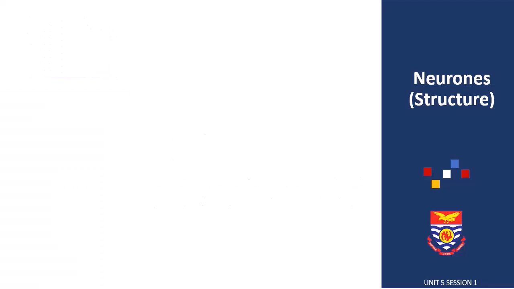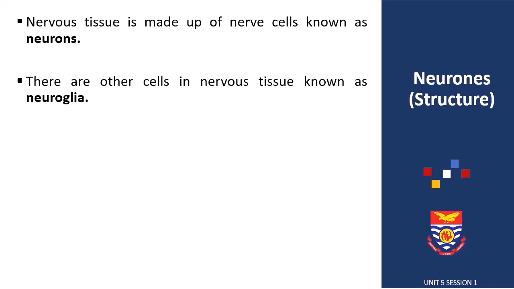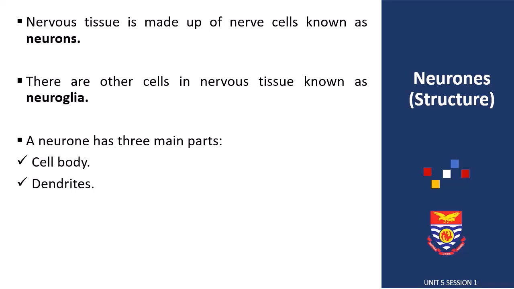The nervous tissue is made up of cells, and these nerve cells are known as neurons, and they are said to be the structural and functional unit of the nervous tissue. There are other cells in the nervous tissue known as the neuroglia, and they function to support and protect neurons. We'll look at the neuroglia later in detail. The neuron has three main parts: the cell body, the dendrites, and the axon.